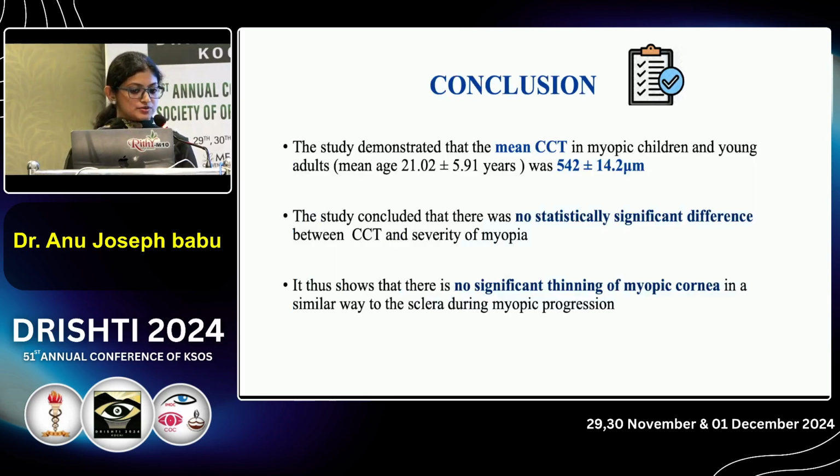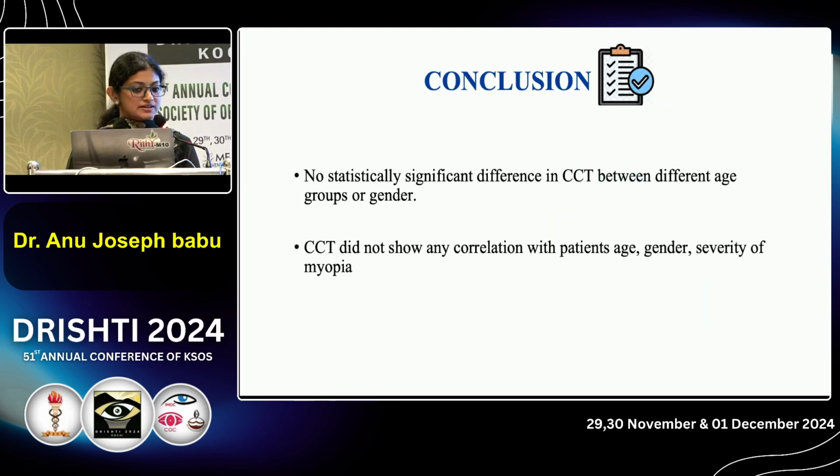Coming to the conclusion, the study demonstrated that the mean central corneal thickness in myopic children and young adults was 542 plus or minus 14.2 micrometer in our region. The study concluded that there was no statistically significant difference between the CCT and severity of the myopia. It thus shows that there is no significant thinning of the myopic cornea in a similar way to the sclera during myopic progression. There was also no statistically significant difference in CCT between different age groups and genders, and it does not show any correlation with the patient's age, gender, and severity of the myopia.